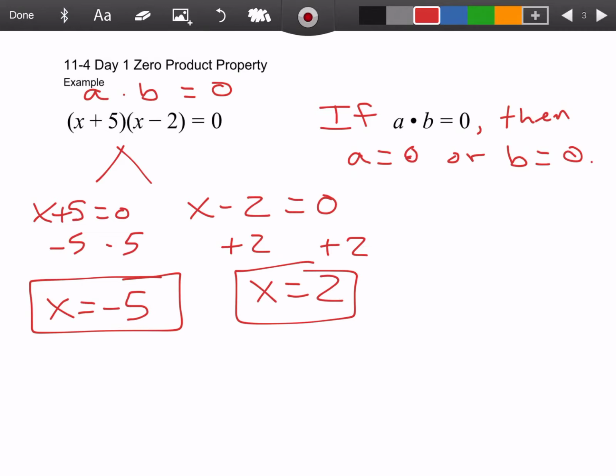So we have our two solutions here. If 2 were plugged in for x, 2 minus 2 would make it 0. And if we plug in negative 5 over here, negative 5 plus 5 would be 0. So either of these answers would work to solve this equation.